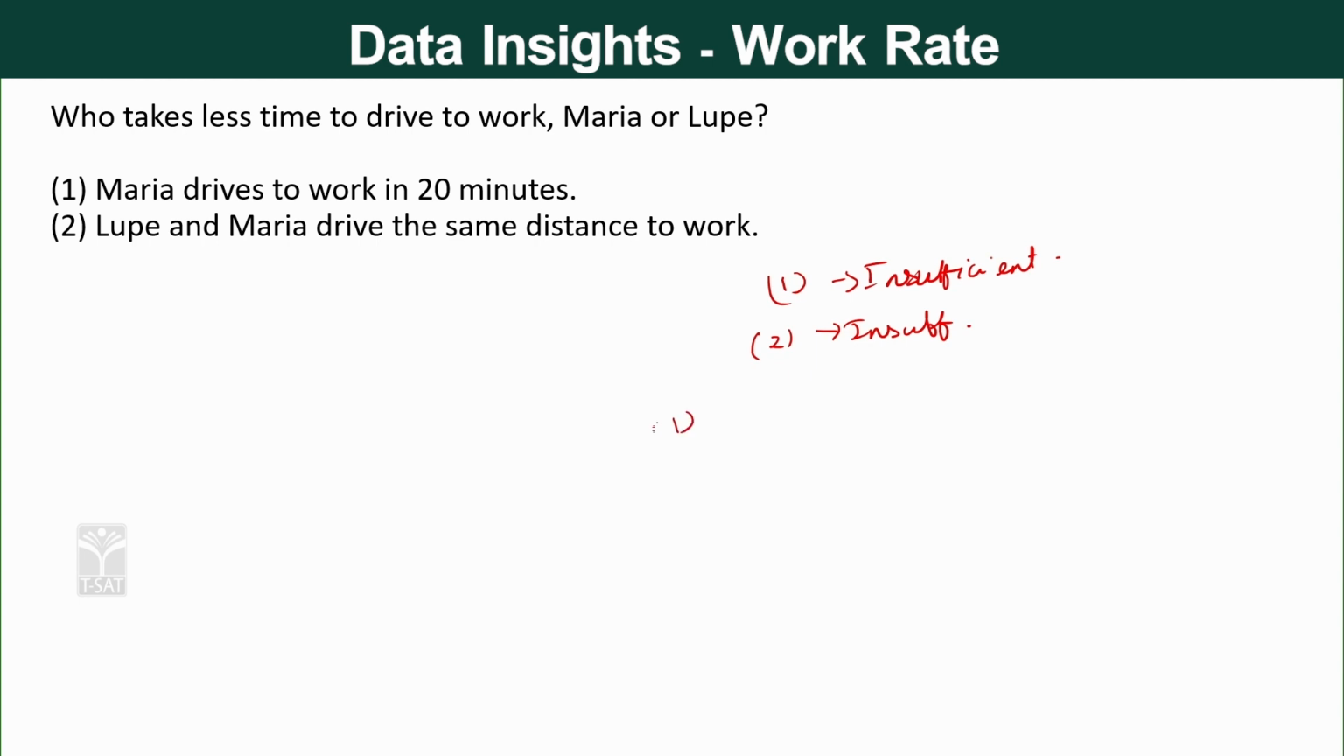So, combining statements 1 and 2, you have that Maria drives to work in 20 minutes and Maria and Lupe drive the same distance, but there is no information about what speed Lupe is driving at. So, you cannot comment on whether it will take him less time or more time. You do not know the time taken by Lupe even in this. So, together they are also insufficient to answer the question. Let us move to the next question now.